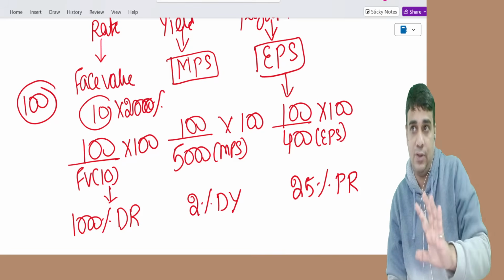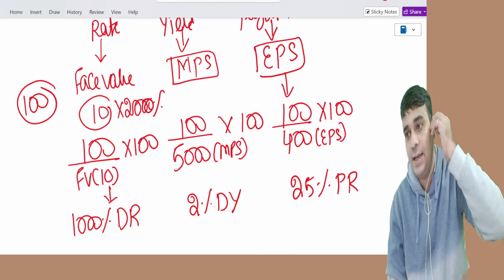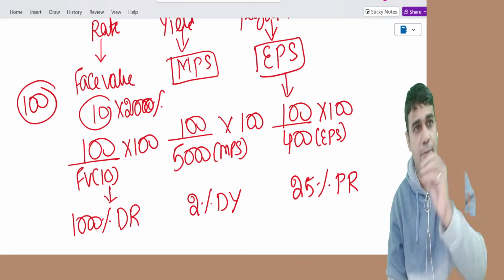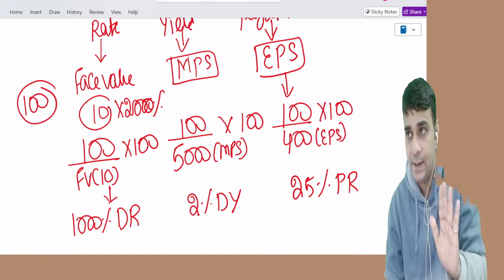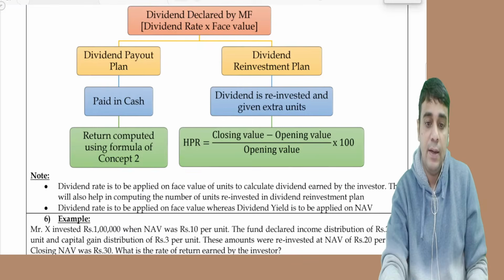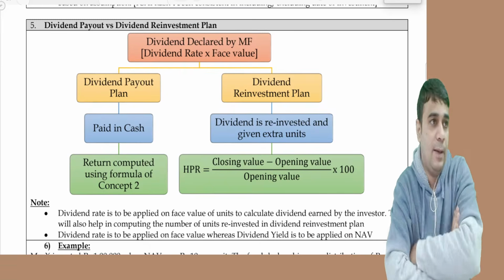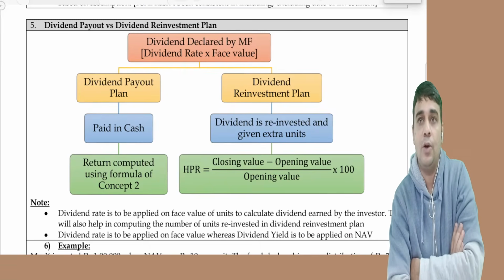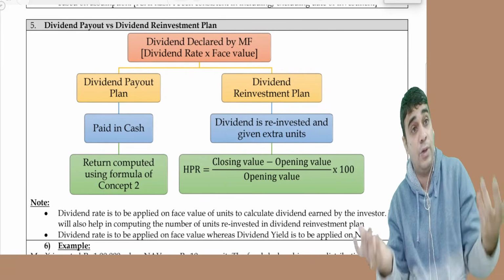All these three terms you have learnt at CA Inter, but you may or may not remember, so I have put it in one place. Any doubts first on this? Now coming back to the concept: dividend declared by mutual fund, in bracket I've written dividend rate into face value. This is what I used to teach always.